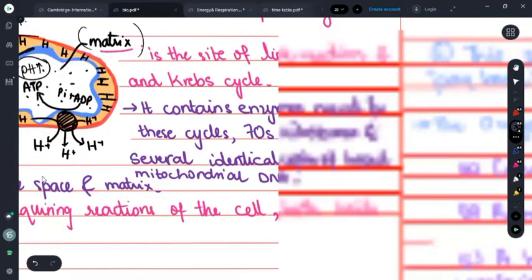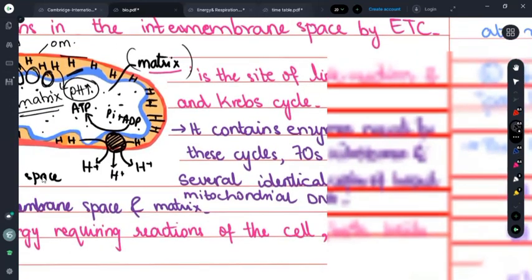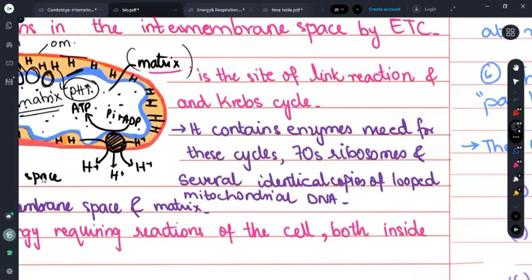Talking about the matrix, it is the site of the link reaction. You must have studied that the link reaction takes place in the matrix, and the link reaction forms a product which is acetyl coenzyme A. This acetyl coenzyme A becomes the reactant of the Krebs cycle. So the Krebs cycle also takes place in the matrix of the mitochondria, using the product formed in the link reaction.